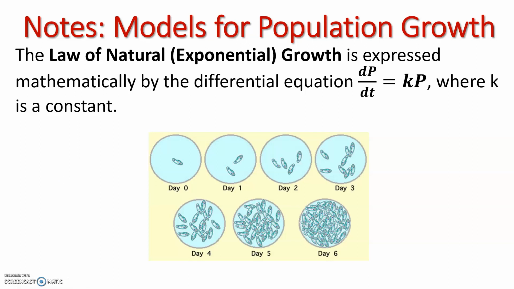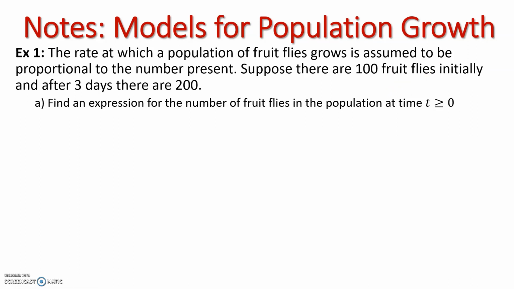Today we're going to discuss models for population growth. In mathematics, the law of natural exponential growth is expressed by the differential equation dP/dt is equal to kP, where k is a constant. So this represents the rate of change of a population P with respect to time is k times some population function. Let's take a look at an example.